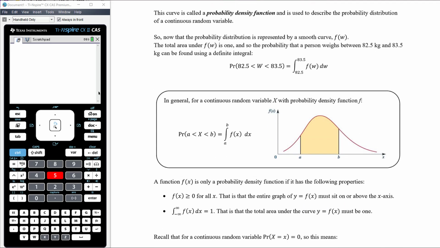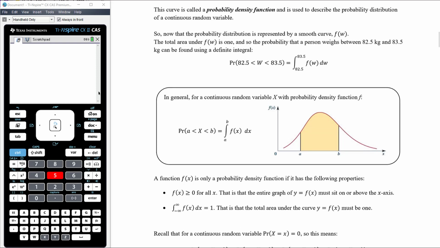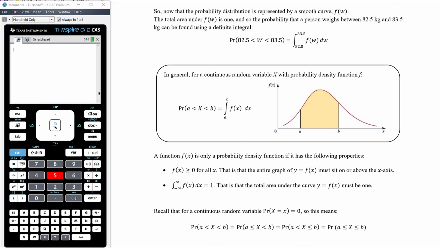So in general, for a continuous random variable, x, with a probability density function f, the probability that x is between a and b would be found by finding the integral of f of x, which is the probability density function, between a and b. And again, it relies on two facts about the probability density function. The first one is the probability density function has to be bigger than or equal to 0 for all x. So it can't go under the x-axis because this would be implying negative probabilities. Okay, so it has to be bigger than or equal to 0. And the total area under the probability density function has to be 1.